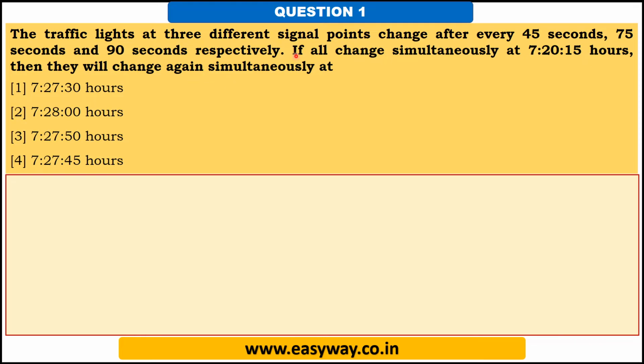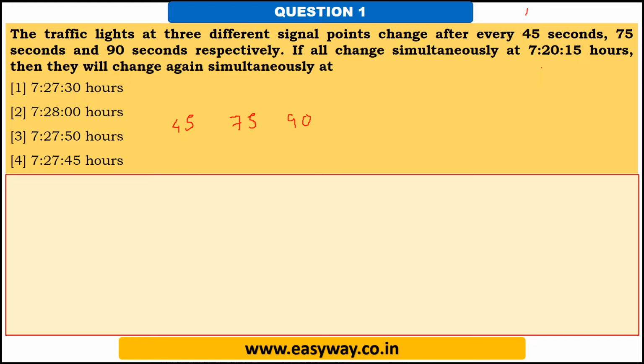In order to do this question, we have to find the LCM of these numbers. Only then can we find out at what time they change simultaneously. The first one is changing after 45 seconds. The second one is changing after 75 seconds. And the third one is changing after 90 seconds. So we have to find the LCM of 45, 75 and 90.